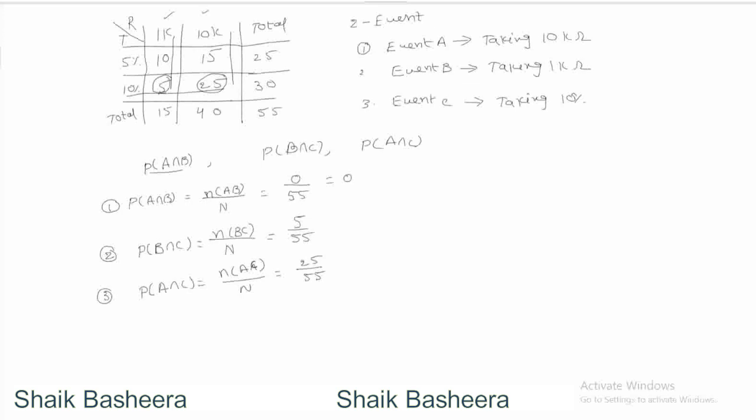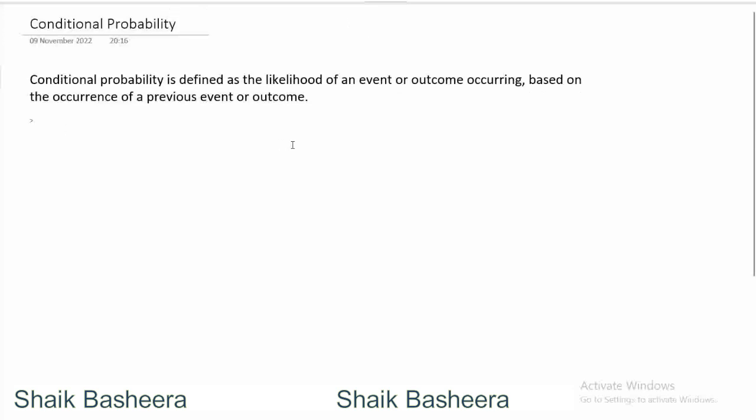Now we move towards our second concept, the conditional probability, where the conditional probability is defined as the likelihood of an event or outcome occurring based on the occurrence of a previous event. Let's consider we have a box.